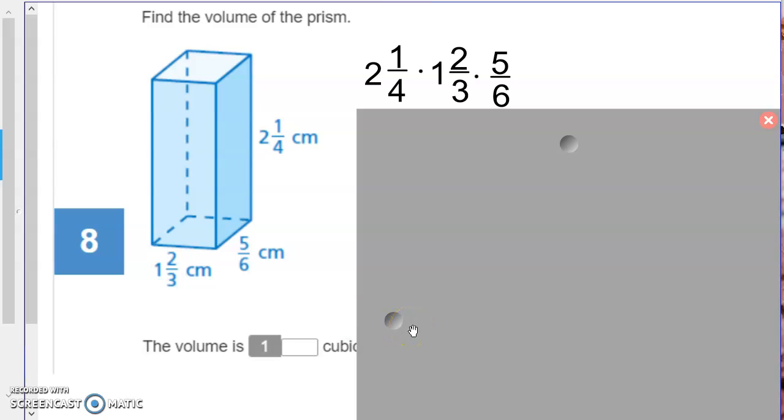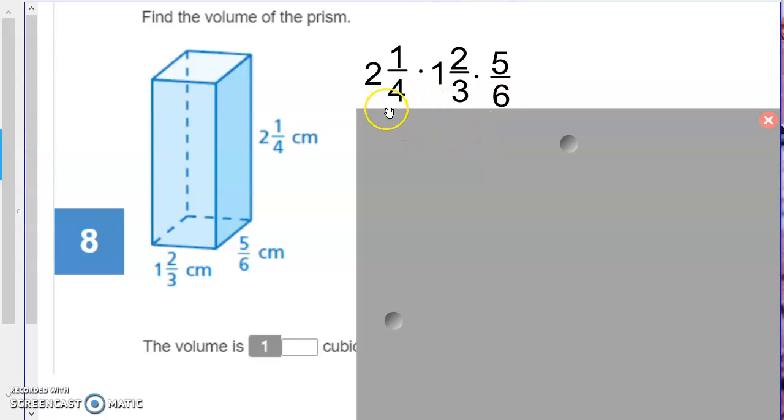Question number 8. We have a rectangular prism here, and we need to multiply 2 1/4 times 5/6 times 1 2/3. I rearranged this a little bit, but if you remember with the commutative property, you can rearrange multiplication problems just to make them a little bit easier to work with.